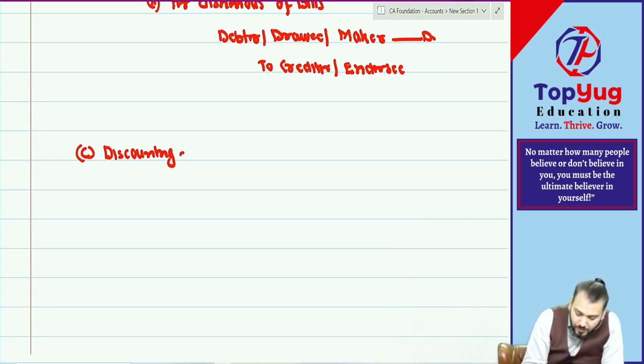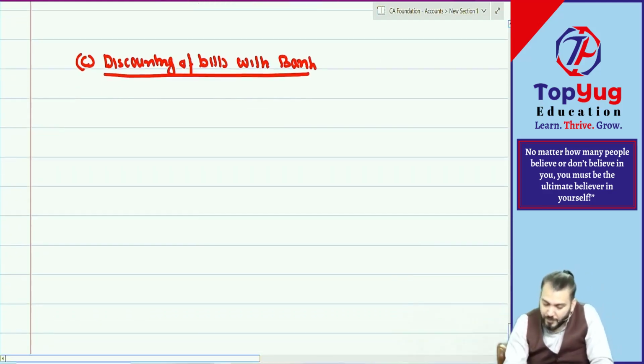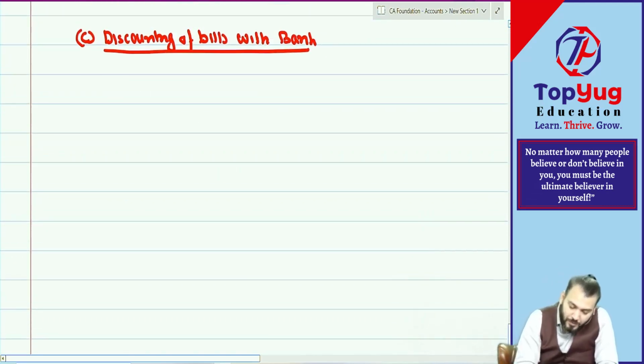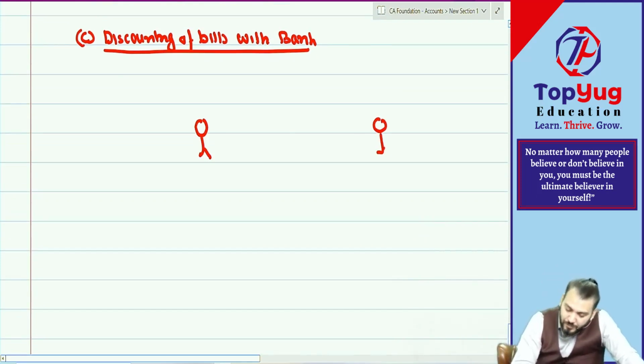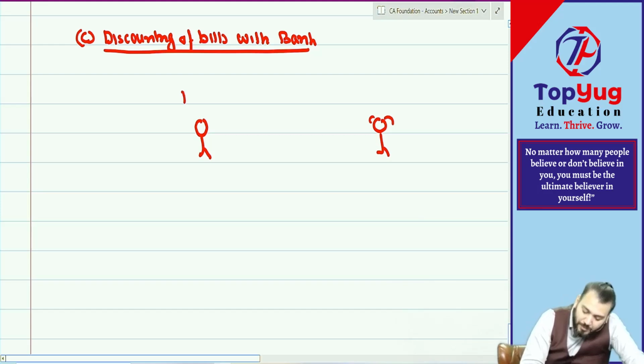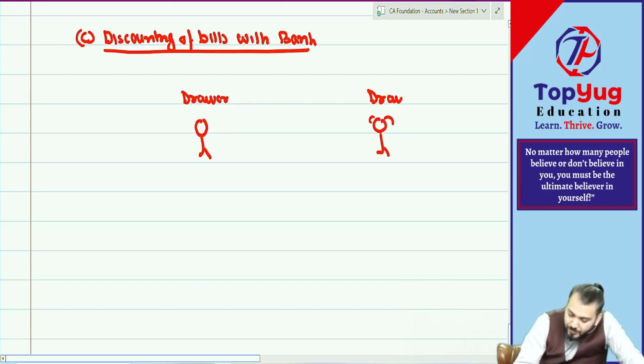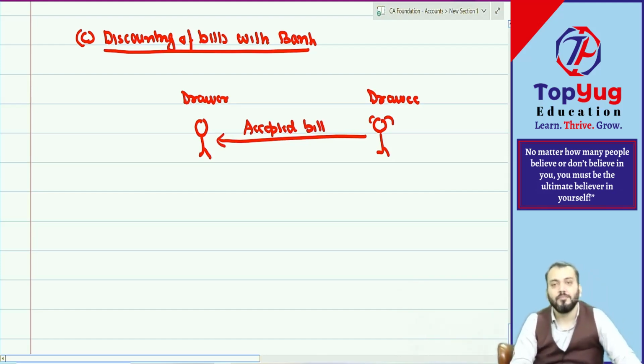Discounting of bill with bank. Now what happens in this? As per our initial story, Ram and Sita. Ram is the drawer, Sita is the drawee, correct? And Ram receives an accepted bill from whom? Sita.